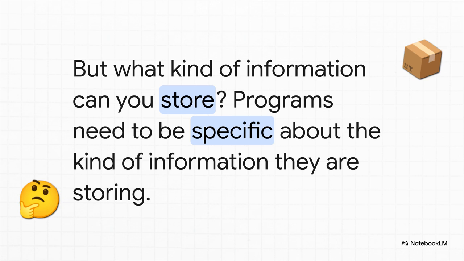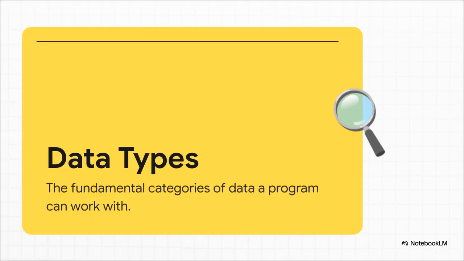That's the logical next question, isn't it? A box is great and all, but what can we actually put inside it? Because for a program to work correctly, it has to be super specific about the kind of information it's storing. And that, my friends, brings us to data types. This is just a fancy way of saying how Python categorizes information. Think of it this way. You wouldn't use a screwdriver on a nail, right? You'd use a hammer. In the exact same way, Python needs to know the data type so it can use the right tools on it. Let's take a look at the most common ones.